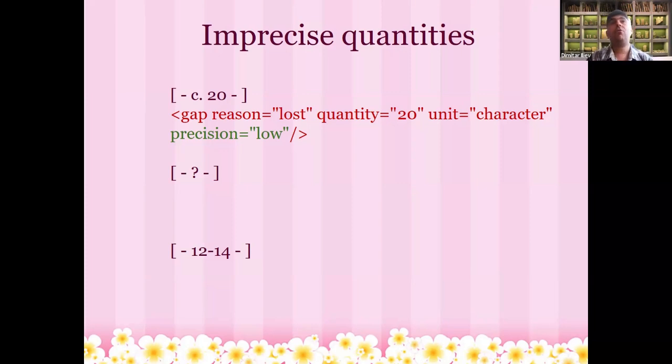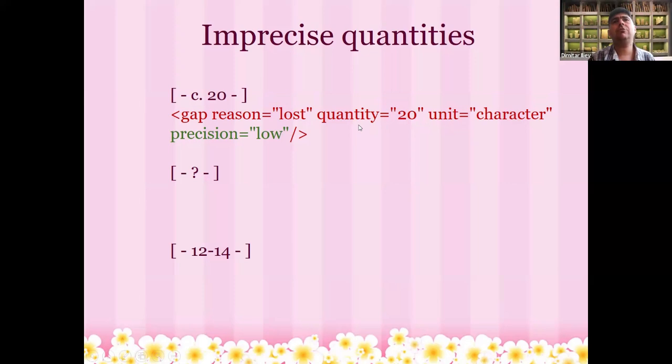Or we can have, of course, gap reason lost, quantity 1, unit line, because it works as well with characters as with lines, and we have precision low. We don't know if one line from the end of the inscription is missing, or there were more lines that were missing. For example, the inscription is damaged from below, and we think that it is only a part of the end which is missing, but we cannot be completely sure.